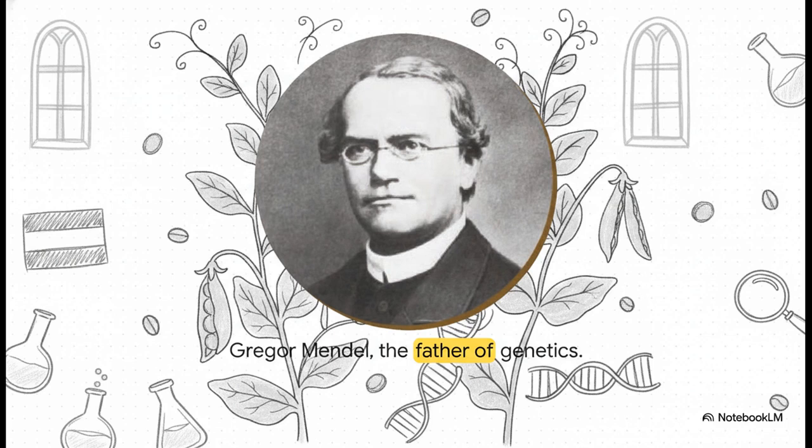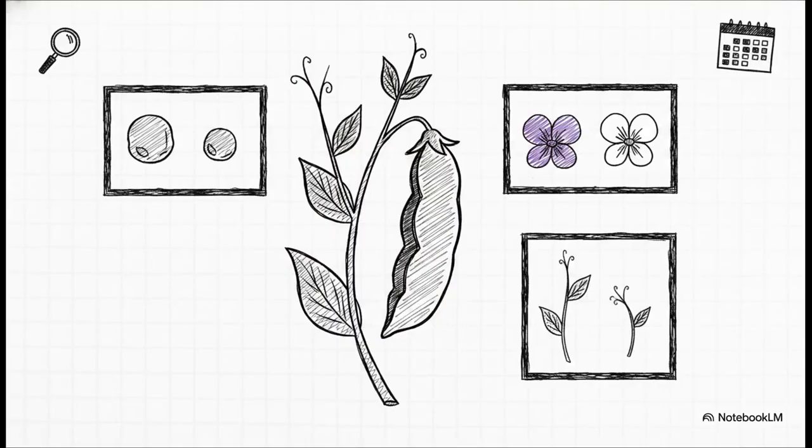And his model system of choice? The common pea plant, Pisum sativum. And this brilliantly illustrates the sheer scale of his dedication. Mendel didn't just casually glance at these plants, right? He performed artificial cross-pollination experiments for 9 long years.